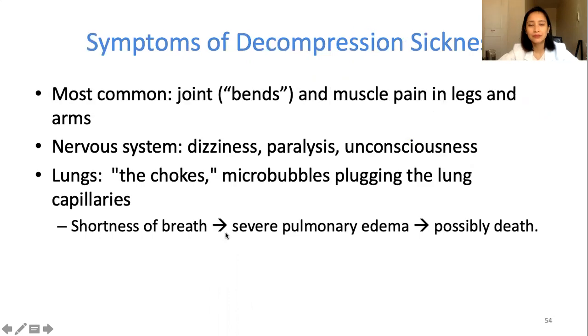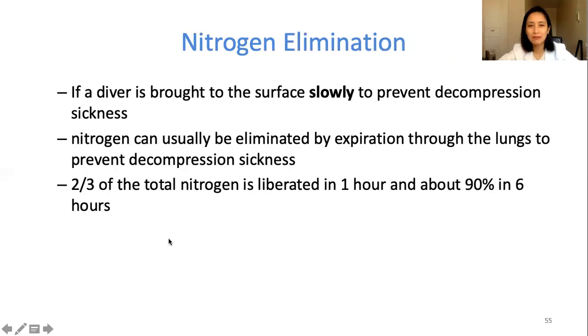What are the symptoms? Most common is joint and muscle pain in legs and arms. In the nervous system, you can have dizziness, paralysis, unconsciousness. In the lungs, you can experience the chokes, or micro bubbles plugging the lung capillaries. You don't like bubbles in the blood vessels, no? This can manifest as shortness of breath, severe pulmonary edema, and possibly death.